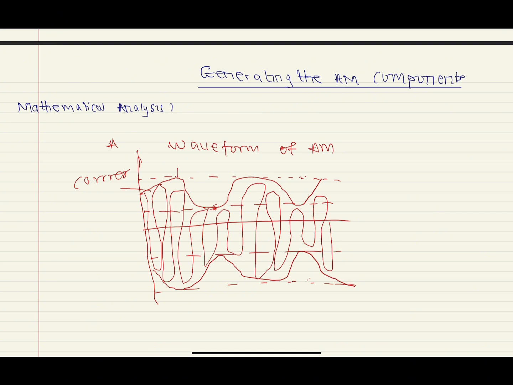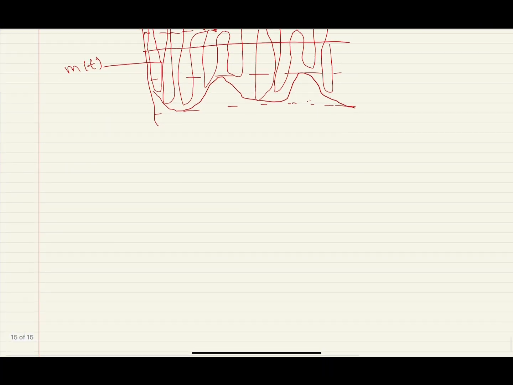This is actually a waveform of AM, which is a combination of a message signal, which is m(t), and the carrier. So here it will have V max, or some people may call it A max, or whatever. And here it's V min or A min, the minimum amplitude. That's what you need to take note of. Now let's proceed with the mathematical analysis.